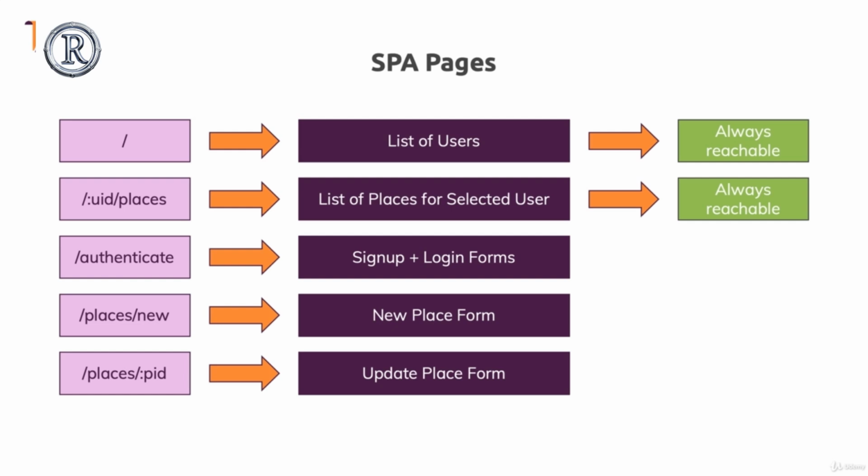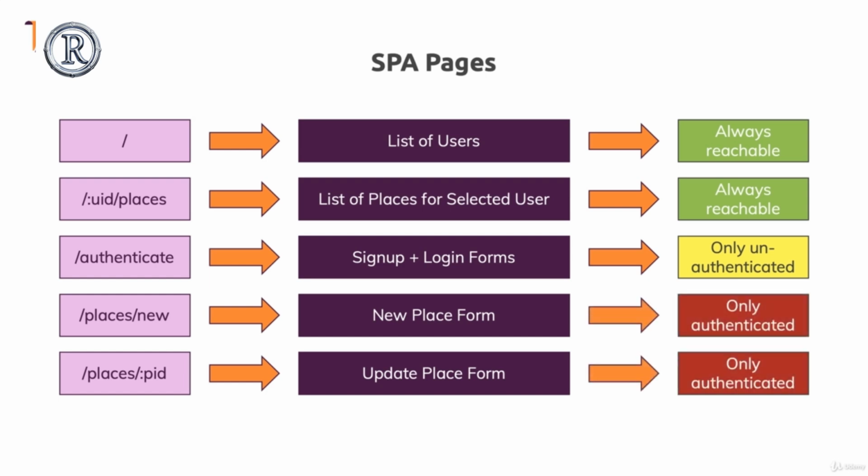Now, if we are trying to authenticate, this page should only be reachable if we're currently not authenticated. Because if we are authenticated, it makes no sense to try to log in again. We already are logged in after all. Now, for new place and update place, it's the opposite. These pages, these front-end routes, should only be reachable by users who are authenticated, so who did log in or who did just sign up. And these will be our front-end pages.